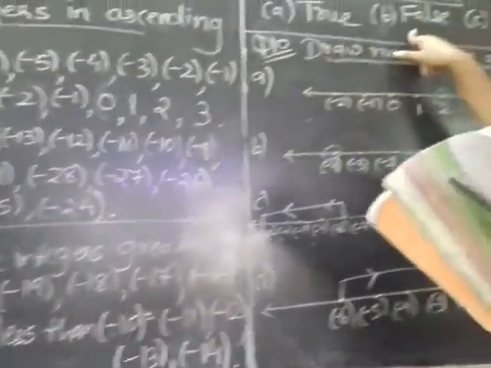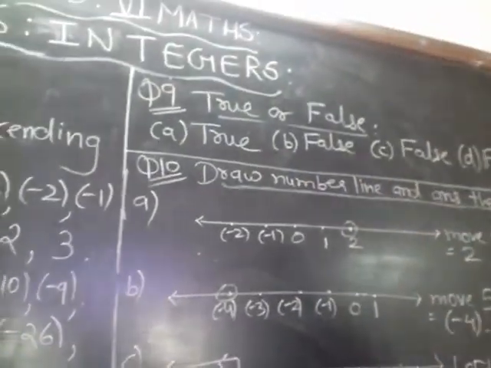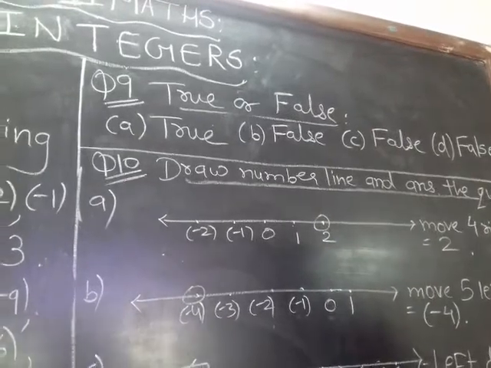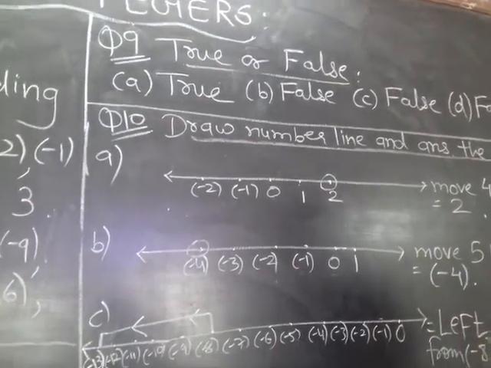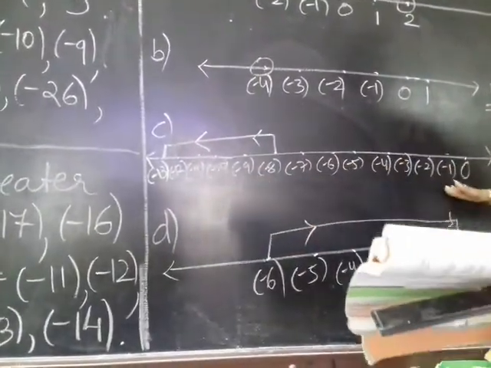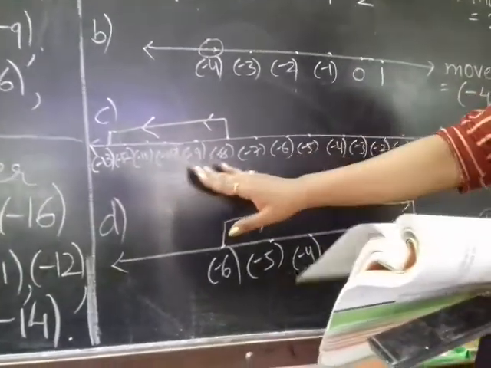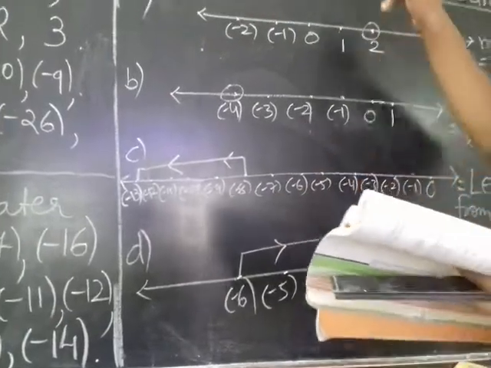Coming on to question number 9. True or false? I have only written the answers but I go through the sentences. A. Minus 8 is to the right of minus 10 on the number line? Definitely yes. This is minus 10 and this is minus 8. This is the right side, from where we go from negative to positive. So minus 8 is on the right side of minus 10.